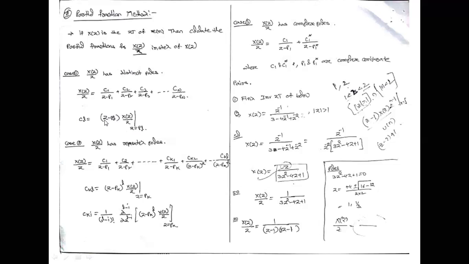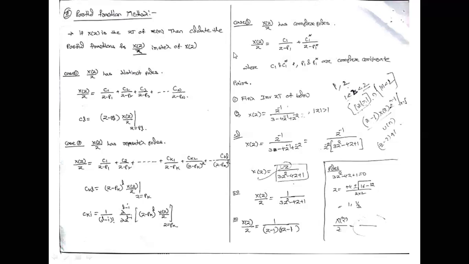Ci is equal to z minus pi times x of z by z, and substitute z equal to pi to get ci. Ci means c1, c2, and so on. To get c1, use z minus p1; to get c2, use z minus p2, and substitute the value of p2. The second case is repeated poles.